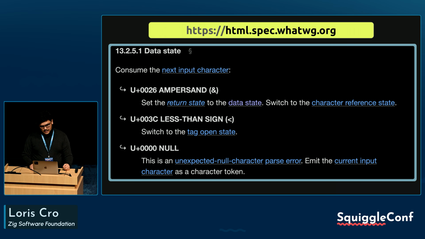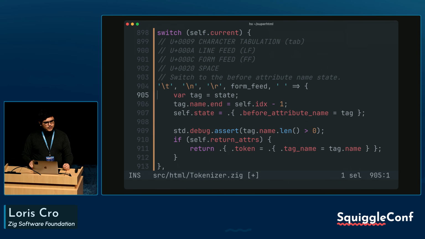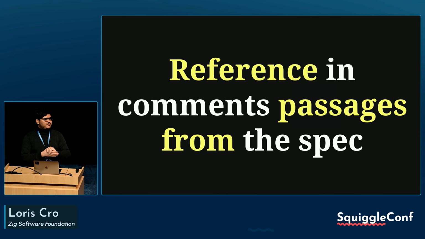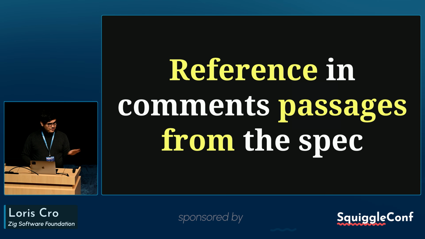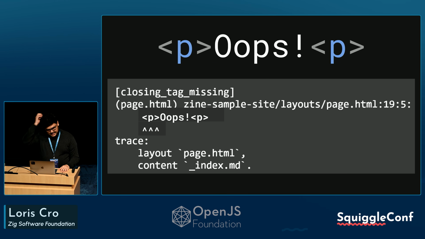One thing that I learned while doing this is that it's very nice to copy-paste passages from the spec next to the code that implements that part of the spec. 10 out of 10, highly recommended. Reference passages from the spec in comments. You didn't see it in the screenshot, but I also copy-pasted links to the specific paragraph of the spec. It might not seem much, but it's very good tactical advice, I promise you. So I did this, and yeah, success. Now I have a thing that you give it bad HTML and it complains. So yeah, success.